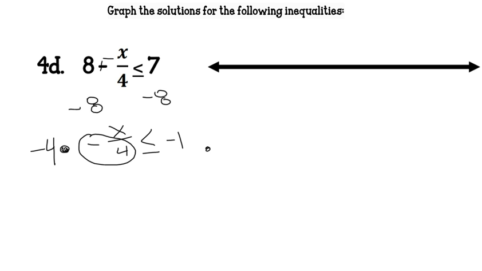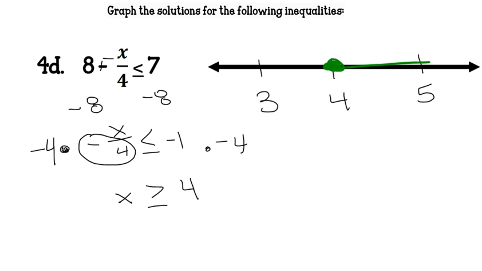And since I'm multiplying by a negative number, I've got to flip it. Yes, I've got to flip my sign, cha-cha-cha. Negative 1 times negative 4 is a positive 4. So I go and I graph it, and I have 4, 5, and 3. And I make a closed circle at 4, shaded to the right.